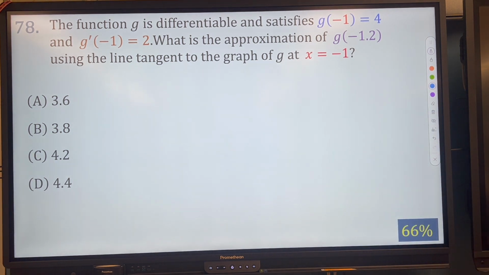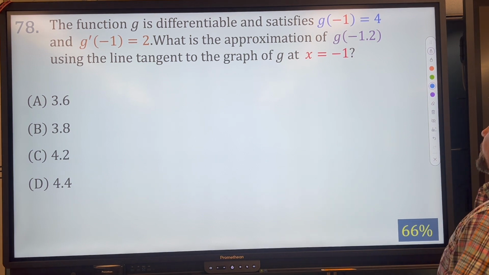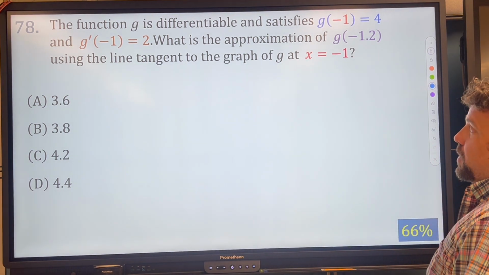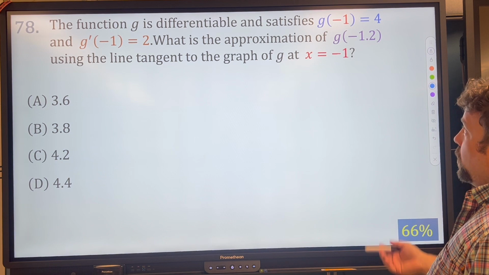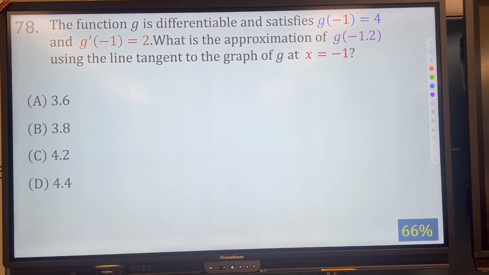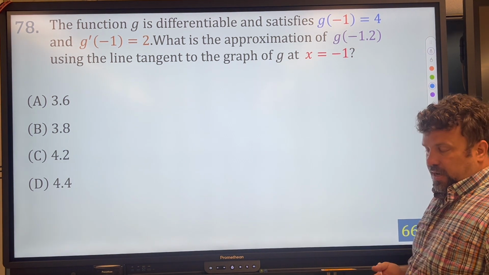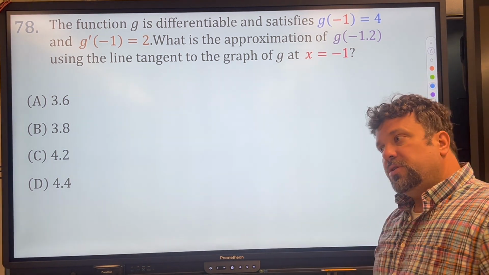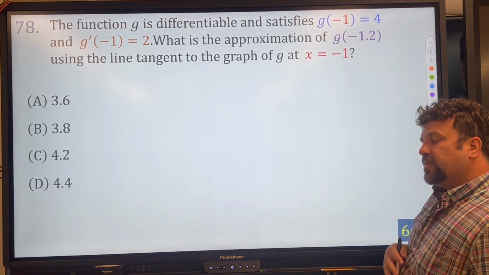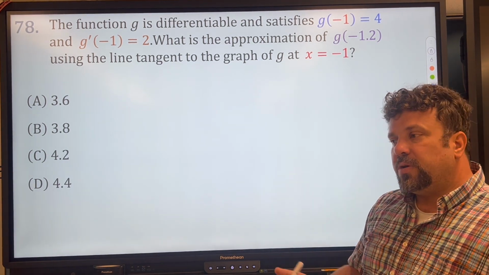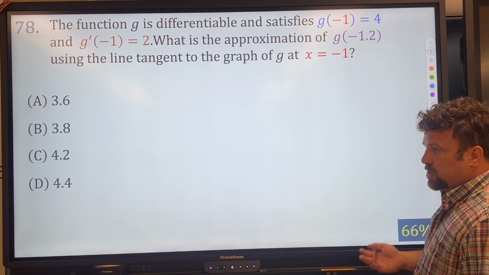78. The function g is differentiable and satisfies g of negative 1 equals 4 and g prime of negative 1 equals 2. What is the approximation of g of negative 1.2 using the line tangent to the graph of g at x equals negative 1? So everyone here, when you use your tangent line, that means you're going to have to find a derivative. And the best way to do that is with something called point slope form.